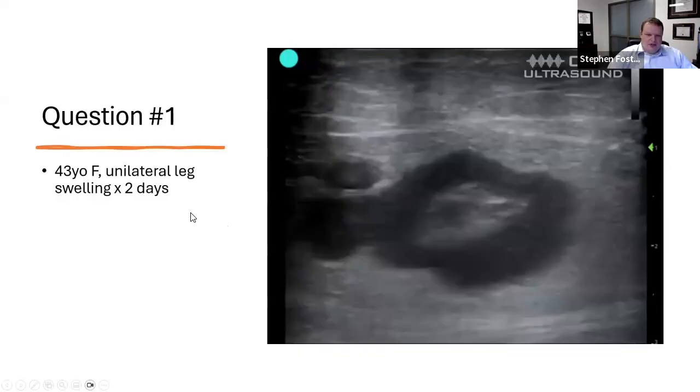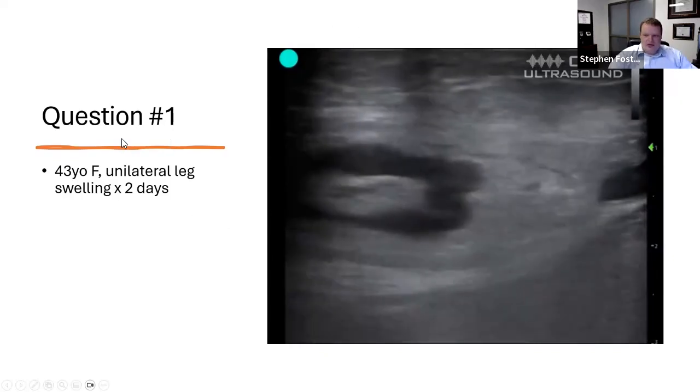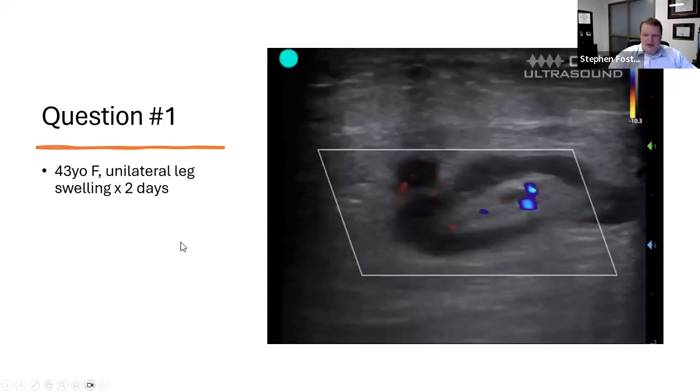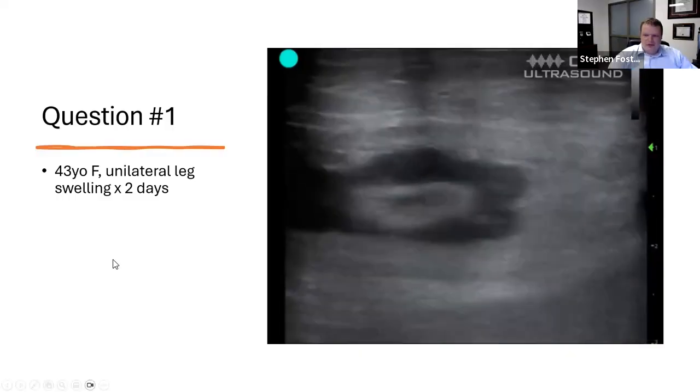So our next question is going to be, you have a 43-year-old female that came in with complaints of unilateral leg swelling times 2 days, and then this is your ultrasound. So skin is going to be at the top of the image and deep vessels below. So take a look at it. And this is Doppler flow right there. So we'll play it one more time for you.